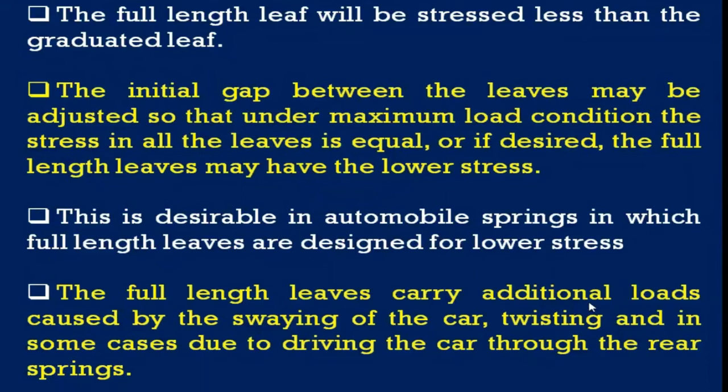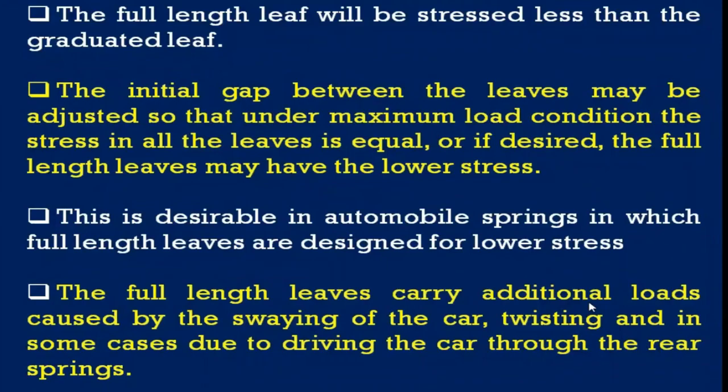So why do we need to design the full length leaves for lower stresses compared to the graduated leaves? Apart from these bending stresses, the full length leaves are also subjected to stresses due to twisting moment, stresses due to the swaying of the car. Swaying in the sense that when the vehicle takes turns, the vehicle is subjected to extra stresses, and these stresses also act on the leaf spring. These stresses due to swaying will be shared by the full length leaves. That's why, apart from the bending stresses, the full length leaves also share the stresses due to twisting and the swaying of the car.